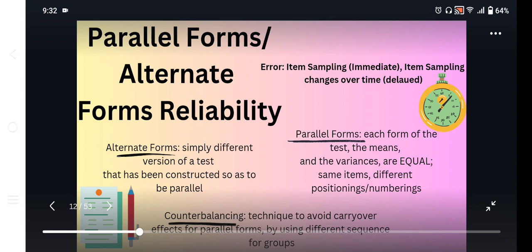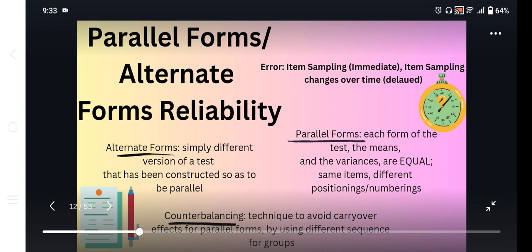Okay? Ito naman, counterbalancing. This is a technique to avoid carryover effect for parallel forms by using different sequences for groups, which can be administered on the same day or at different times. Most rigorous and burdensome since the test developers must carry two forms of the test. The main problem is the difference between the two tests.